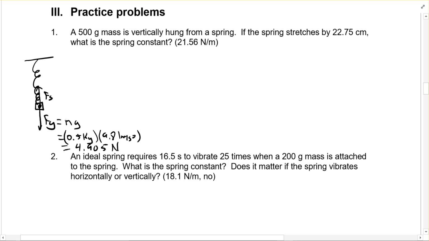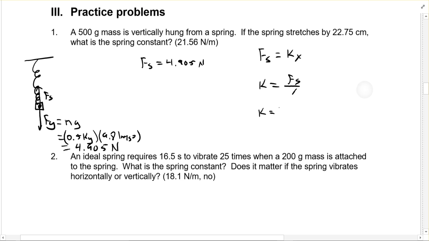Okay, so that's going to be what Fs is equal to as well. So Fs is also equal to 4.905 newtons. Okay, now our formula is Fs is equal to Kx. And it could be negative Kx if we wanted to know which direction we were doing, but we'll be all right if we just do this. So I'm going to say K is going to be equal to Fs over x.